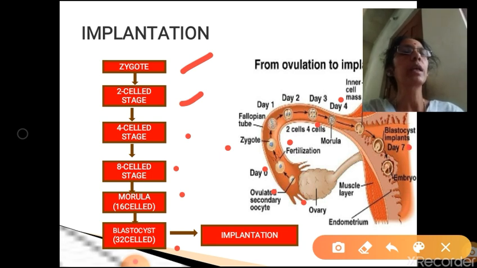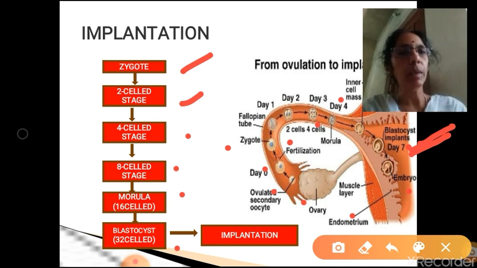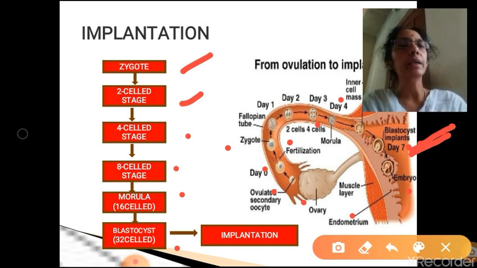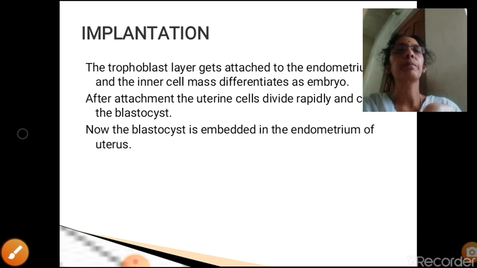Now here you can see the presence of the blastocyst. Where is the blastocyst present? Here the blastocyst is present. And the inner wall of the uterus is called the endometrium. Now what is happening? This blastocyst will attach with the endometrial layer. So now we will be studying how implantation occurs.